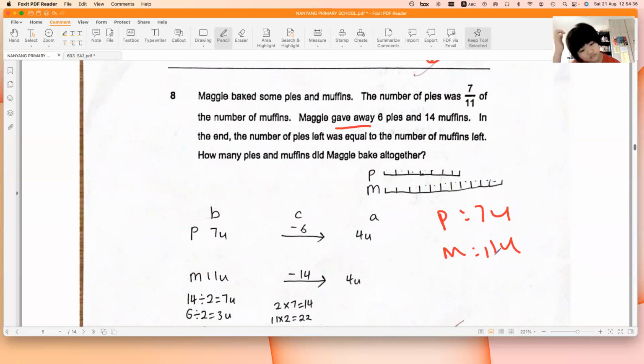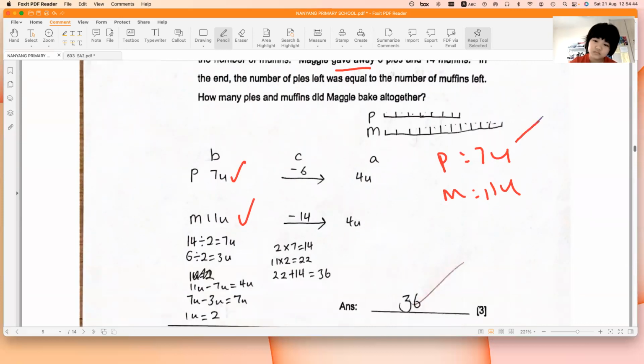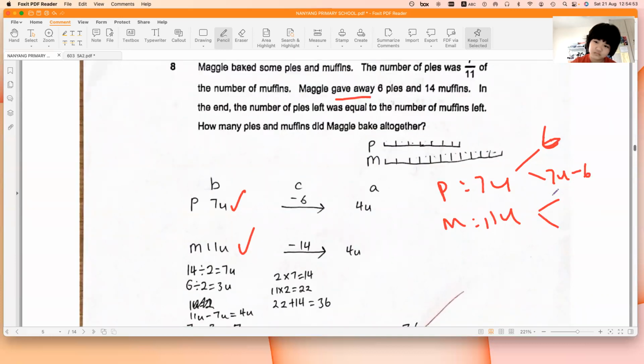Okay, so you have used the correct starting point. Then Maggie gave away 6 pie and 14 muffin, right? So 7U minus 6, and 11U minus 14. Then in the end the number of pie left is equal. So 7U minus 6 is equal to 11U minus 14.